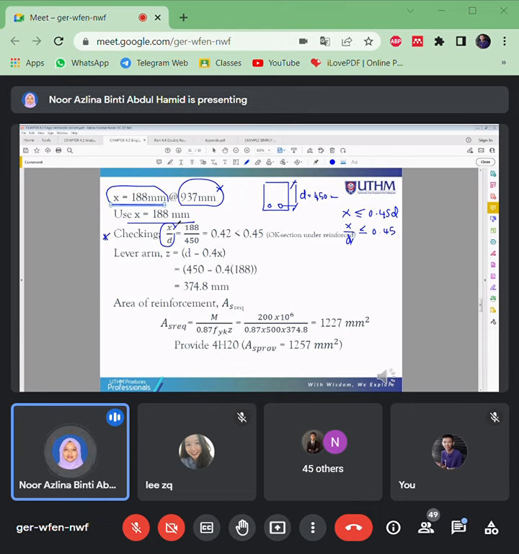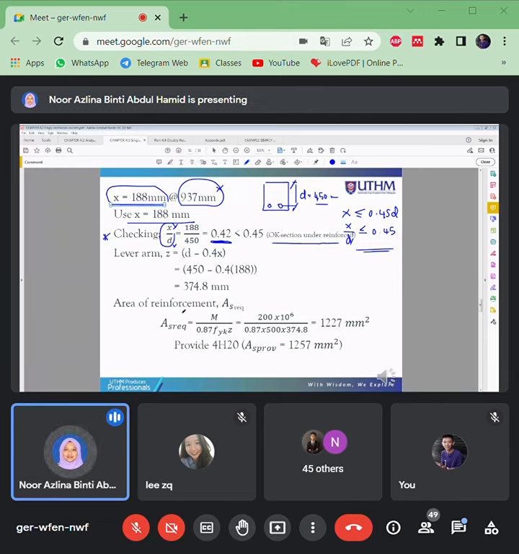You already have X, which is 188. You have D, which is 450. Divide it. It shows here that from the checking it is 0.42. It's within the limit. So that means okay, the section is under-reinforced. Okay, this is the checking. That means what you will design is based on the under-reinforced section.